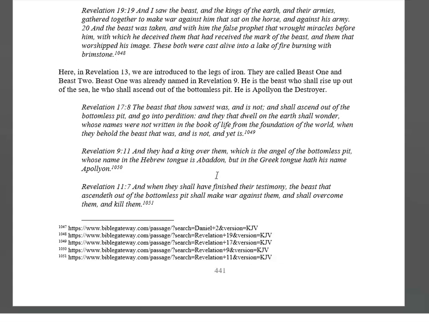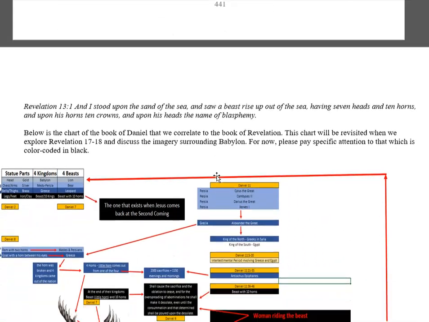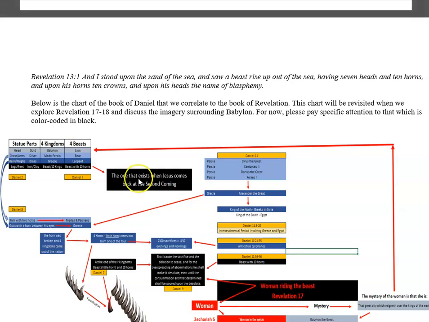Revelation 11:7. When they shall have finished their testimony, the beast that ascendeth out of the bottomless pit shall make war against them, shall overcome them and kill them. And Revelation 13:1. And I stood upon the sand of the sea, and saw a beast rise up out of the sea, having 7 heads and 10 horns, and upon his horns 10 crowns, and upon his heads the name of blasphemy. Below is a chart.